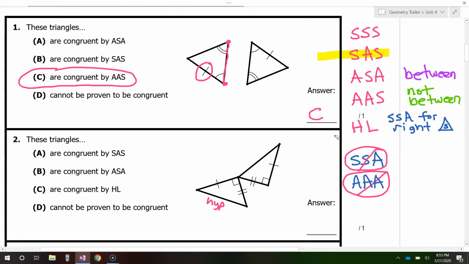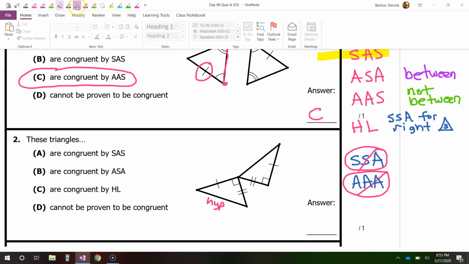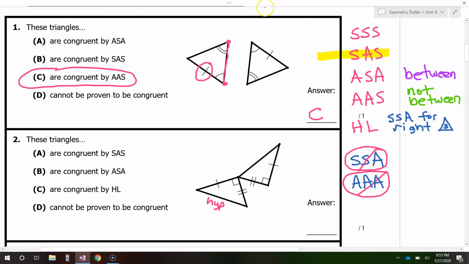And if it's not hypotenuse leg, that just leaves side angle side. Okay, so that's what this is. But let me once again write the word between. Notice how this A is between the two S's. All right, between.